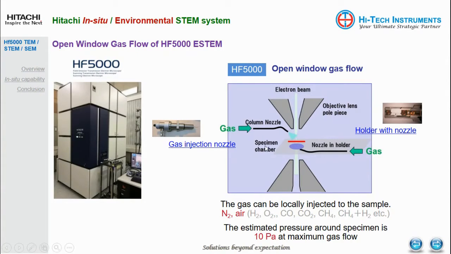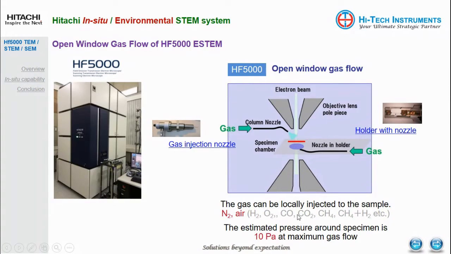So this is the nozzle here. You can inject the gas into the column nozzle here onto your sample. And you have this holder. Any holder can work now. This holder depends on what kind of experiment you want to do. You insert the holder, and this one is actually a heating holder.